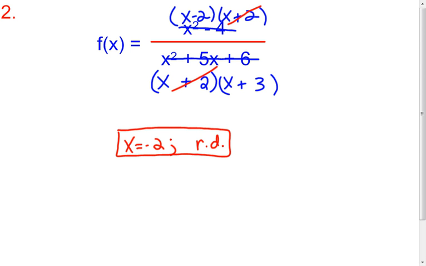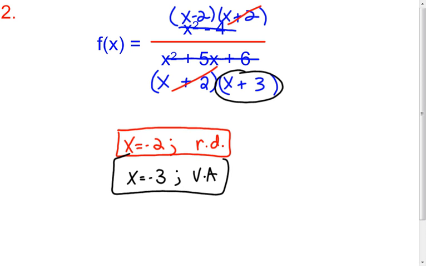And then I want to look at where my vertical asymptotes are. My vertical asymptotes come from the factors that remain in the denominator. So I have a factor that remains right here, x plus 3. When I set that equal to 0, I get x equals negative 3. And again, that gives you your vertical asymptote. Okay? And that's all we need to know for now. We'll learn to graph them in the next lesson.